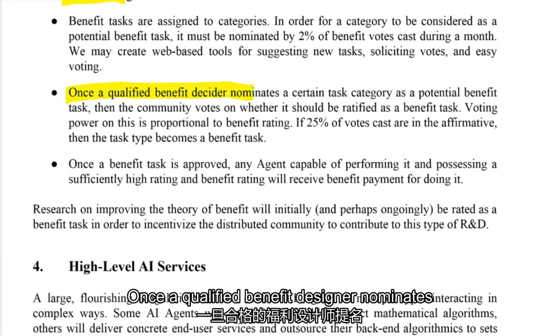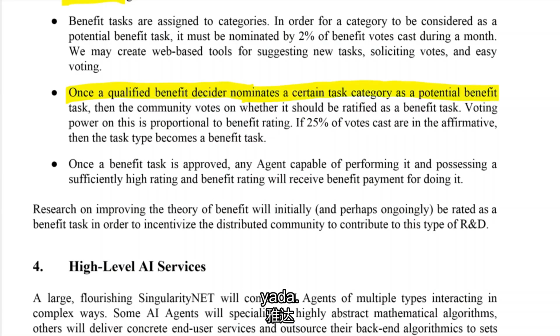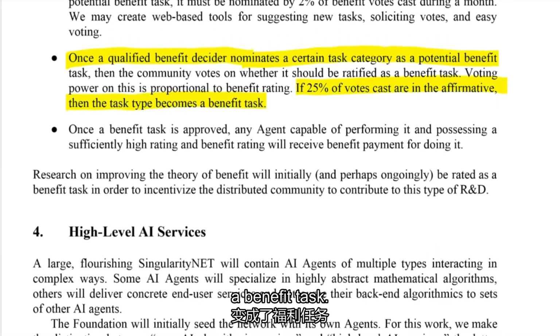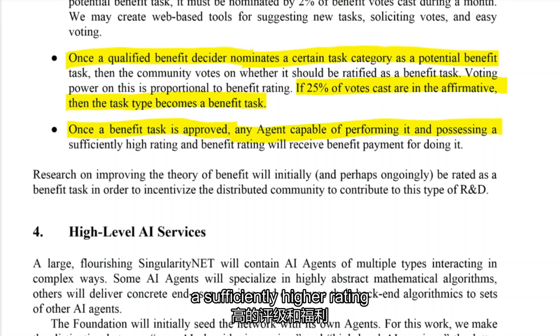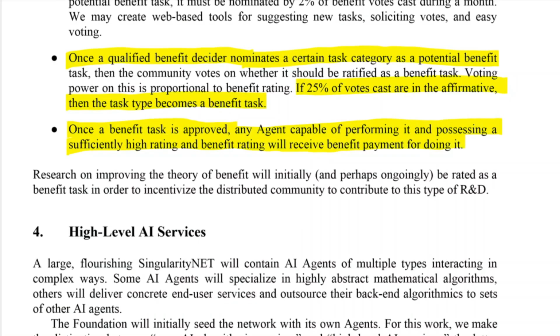Once a qualified benefit decider nominates a certain task, yada, yada, yada, if 25% votes are cast in the affirmative, then the task becomes a benefit task. Once a task is a benefit task, any agent capable of performing it and possessing a sufficiently high rating and benefit rating will receive benefit payment for doing it. Okay, so the idea is the community nominates beneficial tasks, and these tasks will get benefit payment.